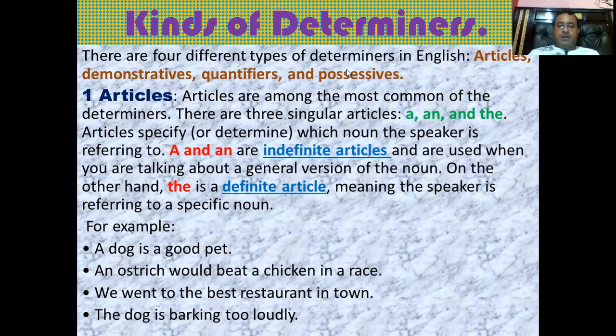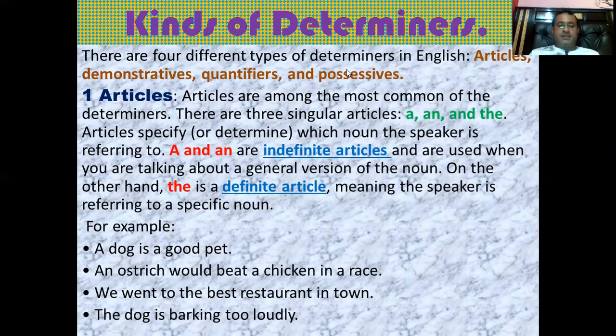Now, like an ostrich. So in ostrich, the O gives the sound of O. An umbrella. So U is giving the sound of an umbrella. University. So in university, it gives the sound of Y, and Y or U is not the sound of a vowel. So there will be a with university. So an is used with words having vowel sounds. Otherwise, for singular nouns, a will be used.